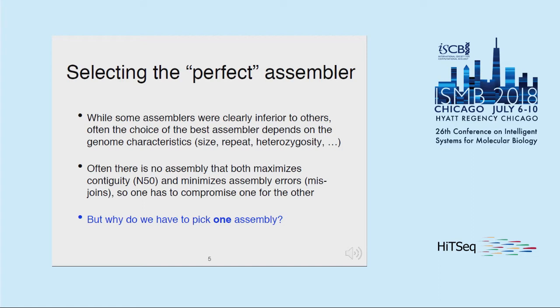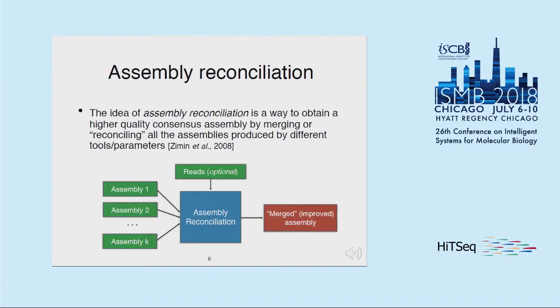But this idea sometimes doesn't work. That's because very often there is no assembly that both maximizes the contiguity and minimizes the assembly errors. So in this kind of situation, people have to compromise one for the other. But the question is, why do we have to pick one assembly? Is it possible that we generate one assembly which takes advantage of all of the assemblies? Based on this idea, assembly reconciliation is proposed.